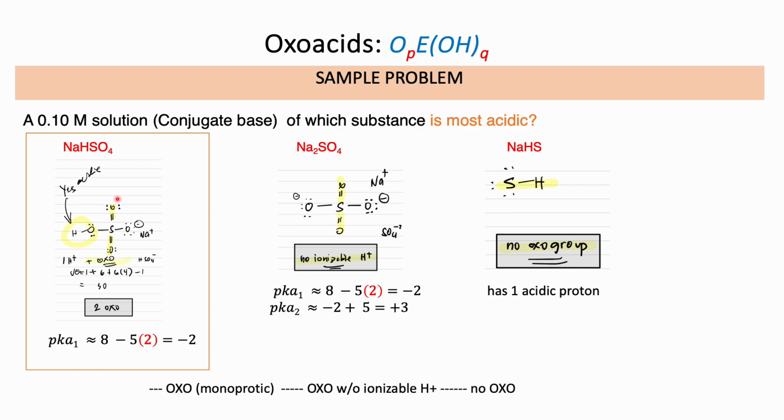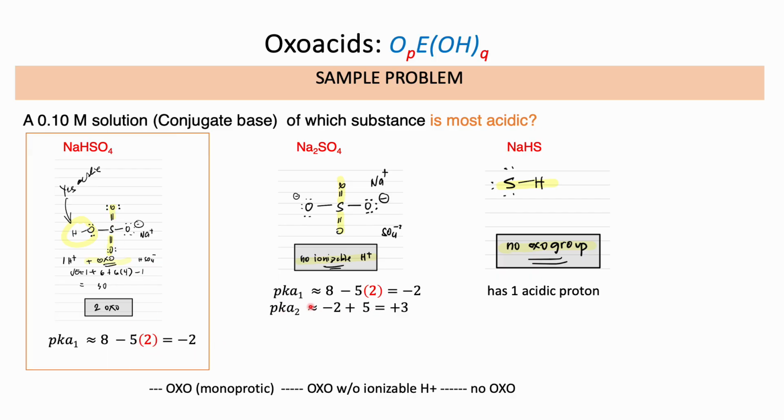Why? Because it has two oxo groups and one acidic proton. Remember, the more oxo groups you have, the more acidic your acid is. Calculating for the pKa, you only have one ionizable proton, so you only use the pKa one: 8 minus 5 times 2, because you have 2 oxo groups, would result in a negative 2.